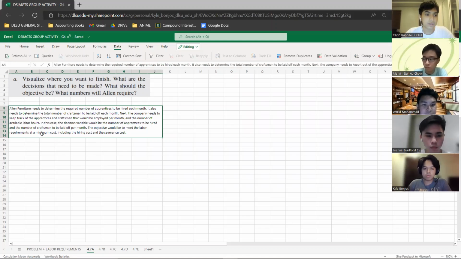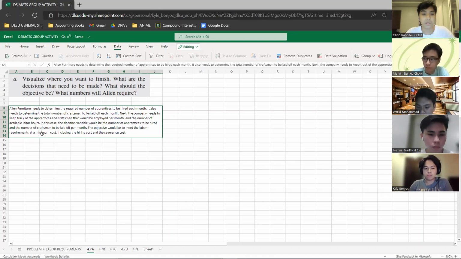And so our answer is Allen Furniture needs to determine the required number of apprentices to be hired each month. It also needs to determine the total number of craftsmen to be laid off each month. Next, the company needs to keep track of the apprentices and craftsmen that would be employed per month and the number of available labor hours.